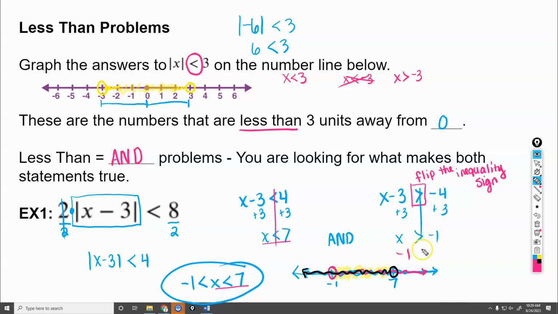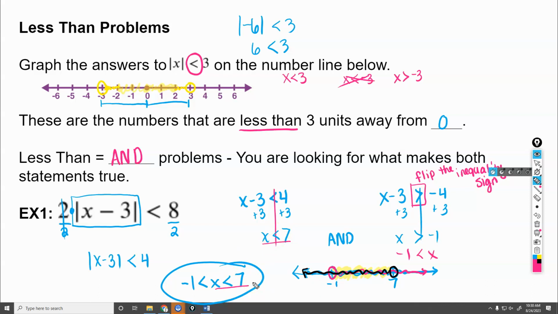If you put the -1 first, you have to flip the equal sign, because this alligator always wants to eat the x. So when you write him over here, he's got to be eating the x, right? And this alligator wants to eat the 7. So when you write him down here, it's got to eat the 7. So when you have the biggest number, the alligator has to eat the biggest number.